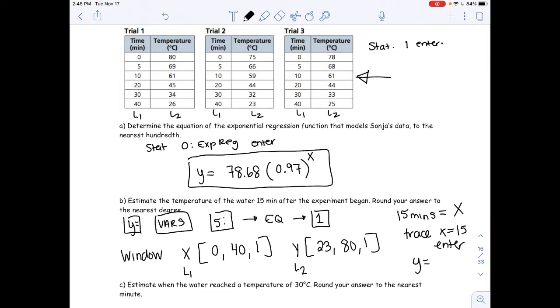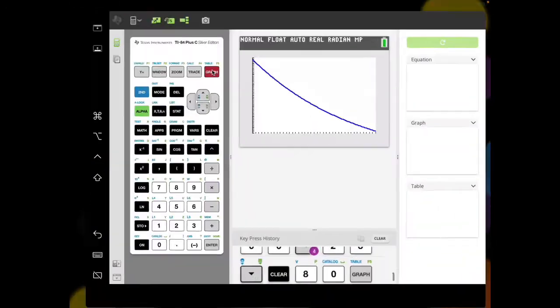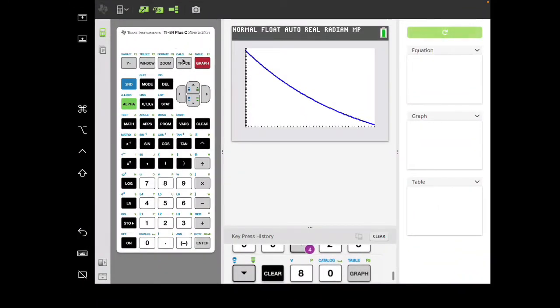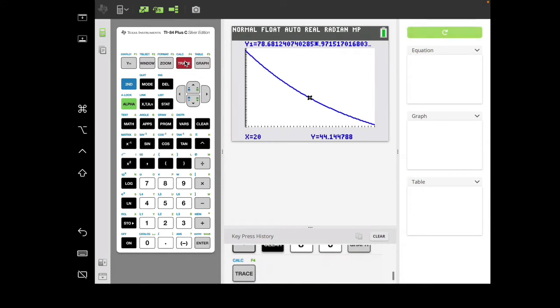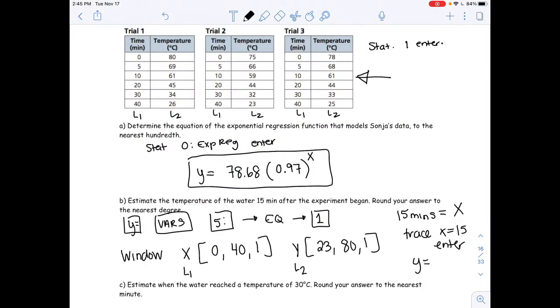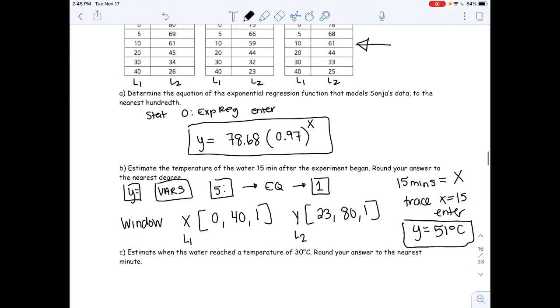So let's go back to the graphing calculator and do that. Trace, X equals 15, enter. So you're going to press trace up here. Anytime you're given an X, trace, press 15 for X, press enter, and that will give you the corresponding Y value, which in our case is 51, and it says round your answer to the nearest degree, which is 51 degrees Celsius. Nearest degree means nearest whole number. So we're going to write our y coordinate as our answer because we were given the x. So y is 51 degrees Celsius, and that's the answer for the temperature after 15 minutes.